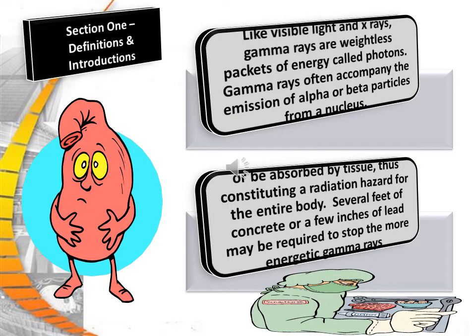Like visible light and X-rays, gamma rays are weightless packets of energy called photons. Gamma rays often accompany emission of alpha or beta particles from the nucleus or are absorbed by tissue, thus constituting a radiation hazard for the entire body. Several feet of concrete or a few inches of lead may be required to stop energetic gamma rays.